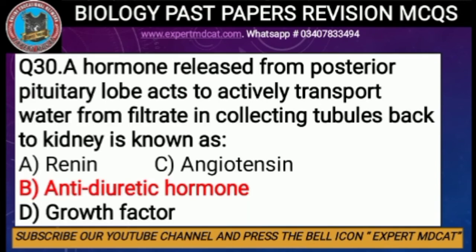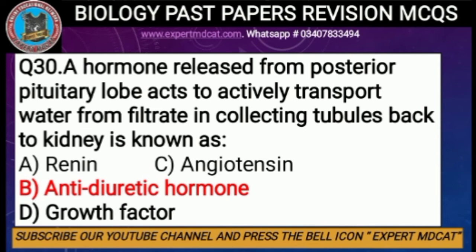Question number 30 is, a hormone released from the posterior pituitary lobe acts to actively transport water from the filtrate in collecting tubules back to the kidneys, known as. Options are renin, angiotensin, antidiuretic hormone, and growth factor. Here the correct option is B, that is ADH, antidiuretic hormone. It is released from the posterior pituitary lobe, and it is involved in the reabsorption of water.